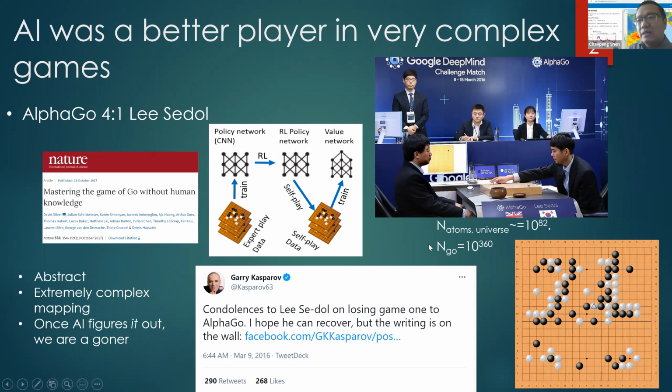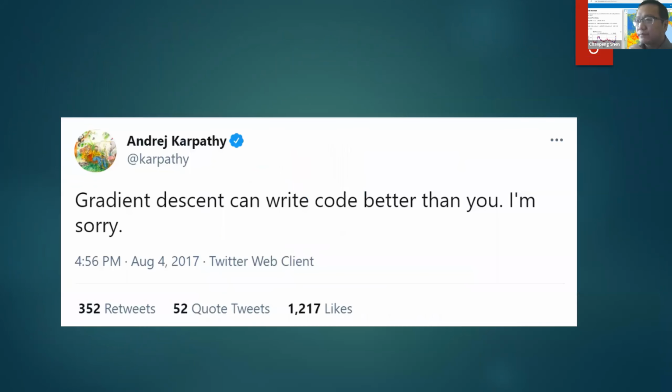This is the first thing I want to convey: once these AI figure out the right approach to solve a problem, we humans are almost goners. There's very little chance that you can beat a fully optimized AI system. The second is that it can grasp very complex, very abstract ideas. If you think your modeling game is complex, hard and abstract, think about this game.